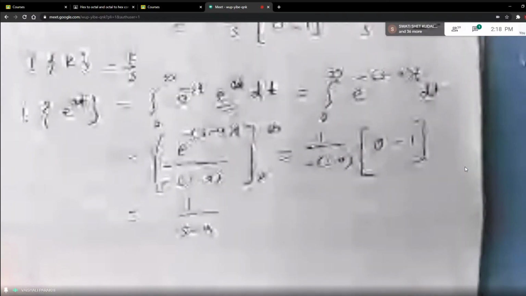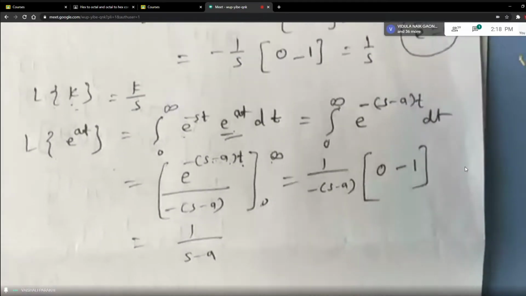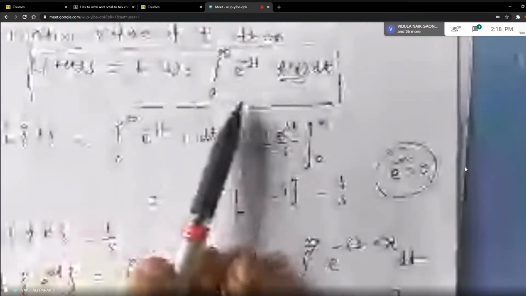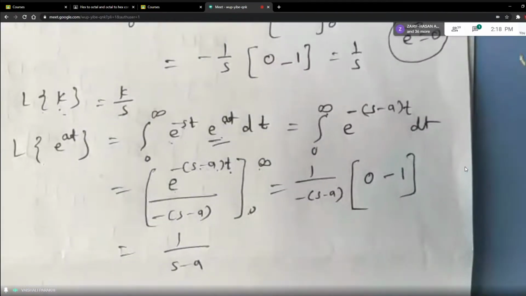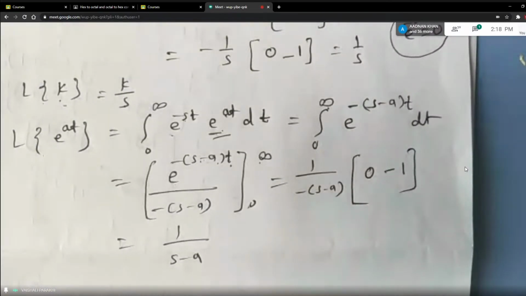So is that clear, students, how to find the Laplace transform? This is the main formula you have to remember. In this formula itself, you have to go on replacing f of t by the corresponding function. Solve the integral to get the answer. Are you writing, students?